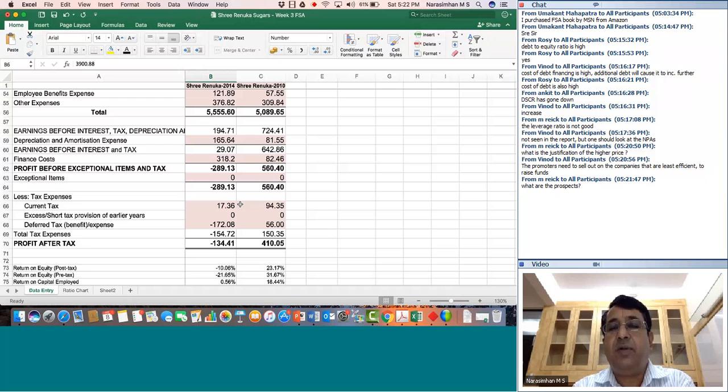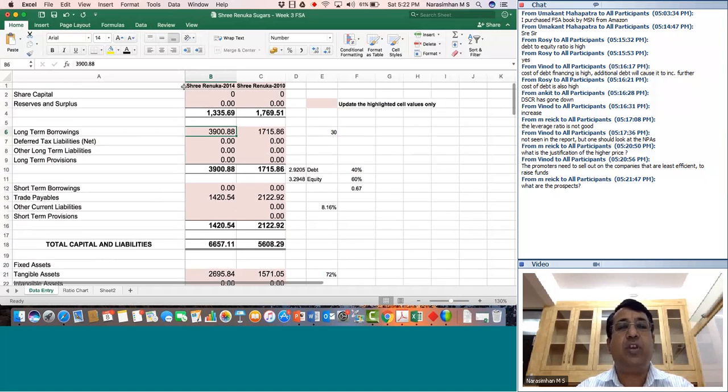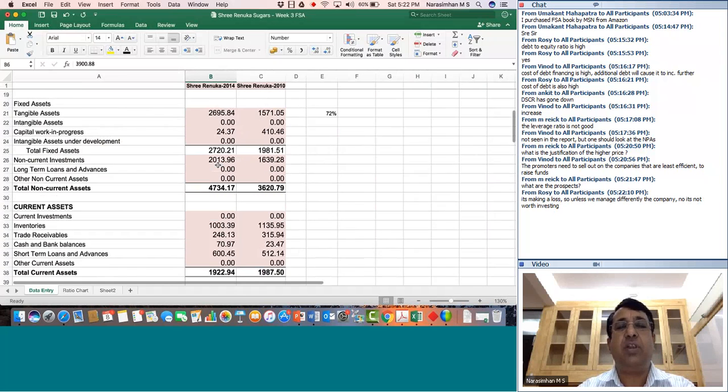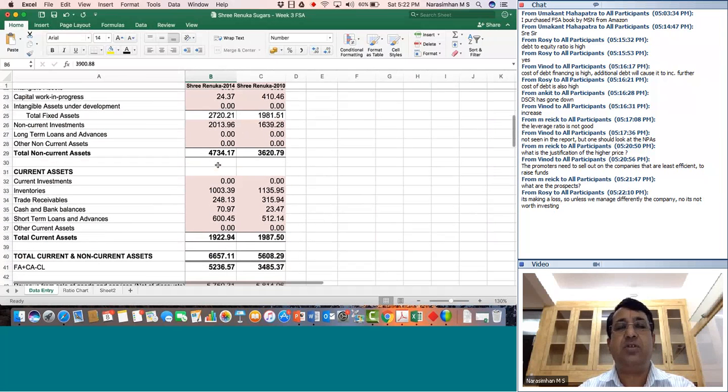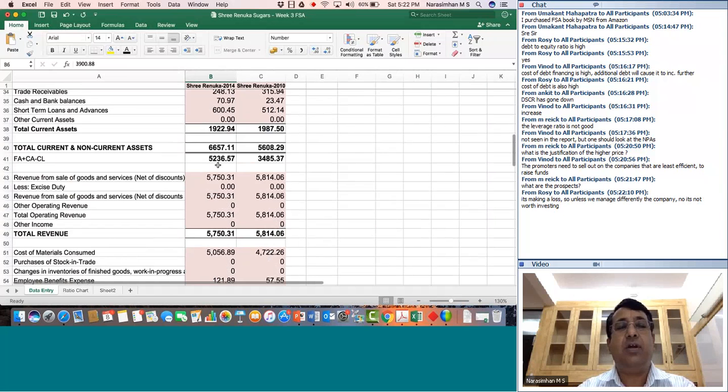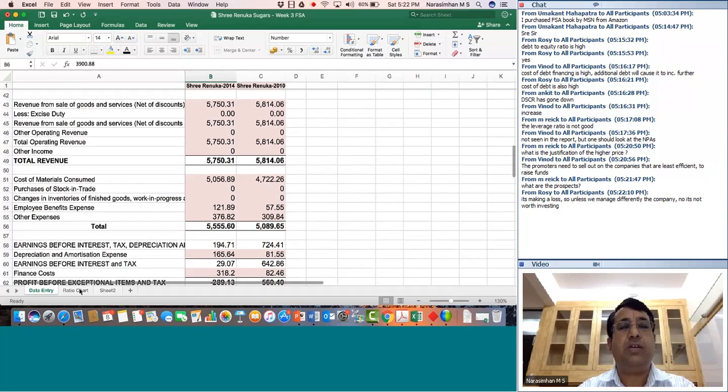Great. You said what are the prospects, right? We will see that. Okay. Now let's quickly, instead of debating the numbers without looking into the ratios, which may be difficult, put those numbers in the template. So I just entered the numbers, whatever numbers are available, and all my ratios got updated, and we have this.